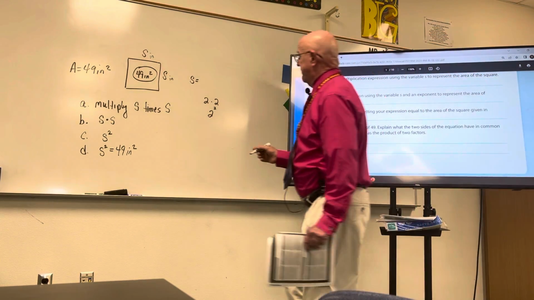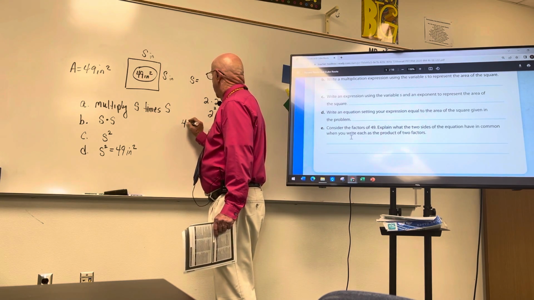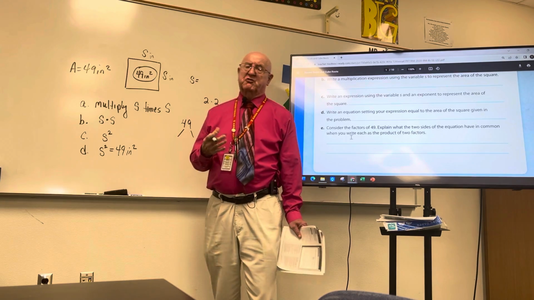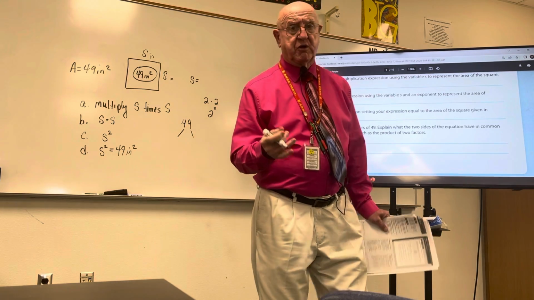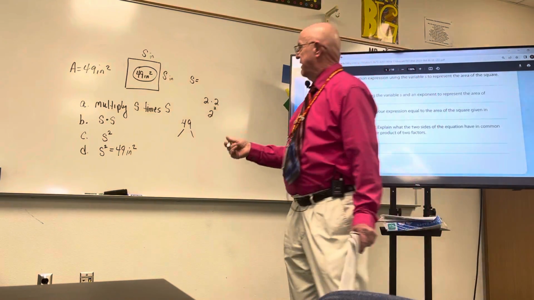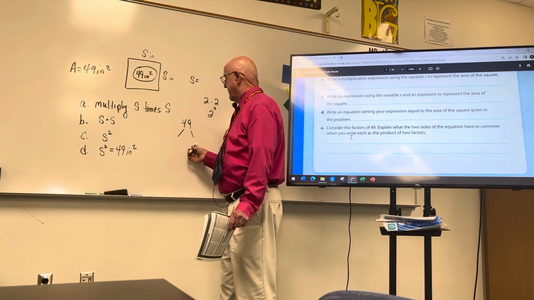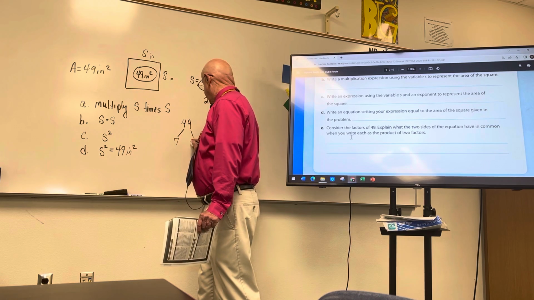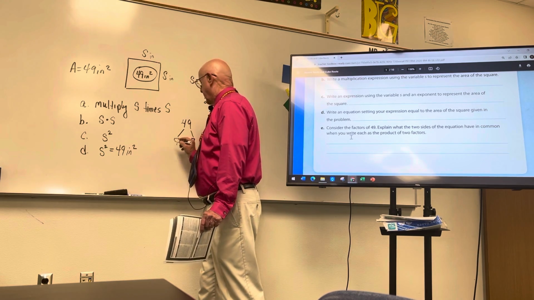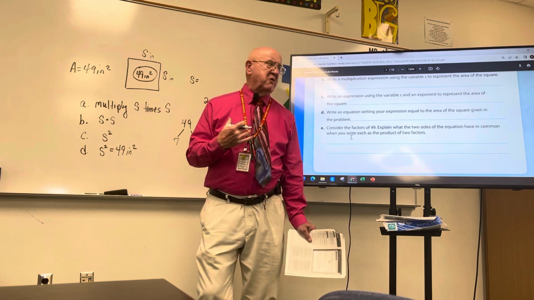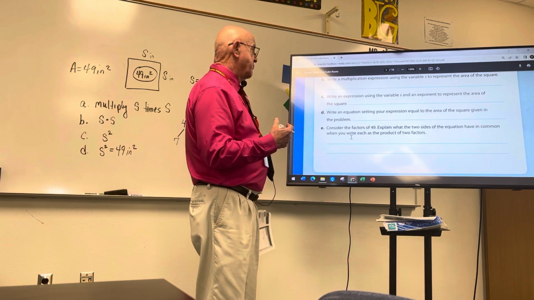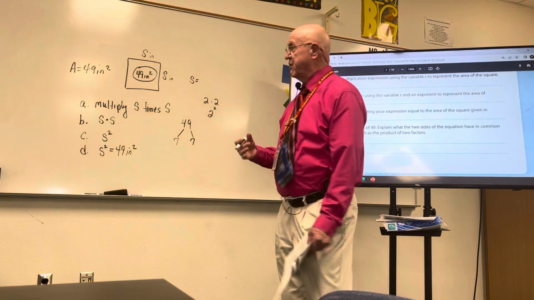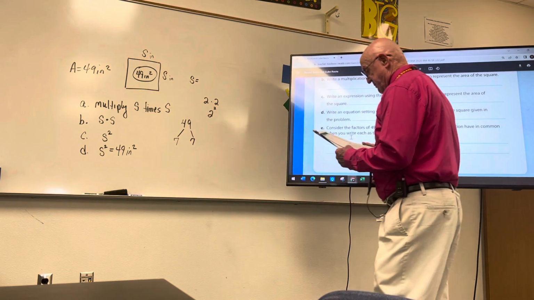Well, when we do a factor tree for 49, right, 49 has actually four factors. 1 and 49, but that's not going to do us any good if we just write 1 and 49. And the other factors are 7 and 7, right? So what does that mean when you write it as a product of two factors? The sides are the same.